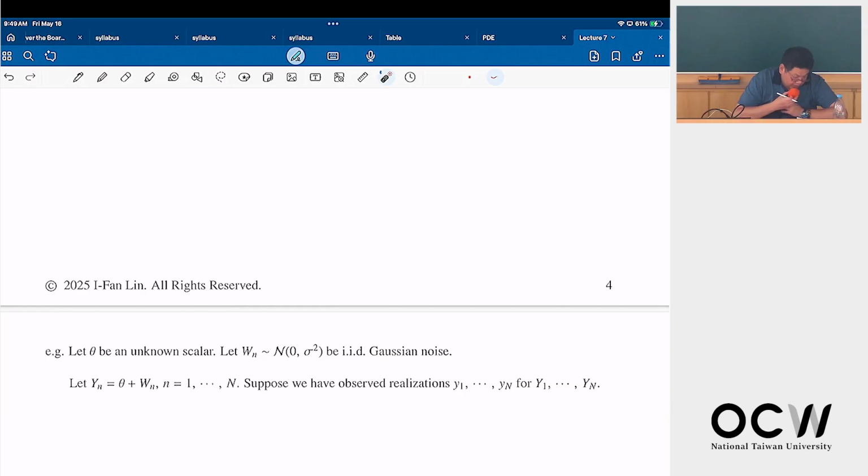We can write down the PDF of y, because w is Gaussian and theta is just a deterministic scalar. So y definitely is a Gaussian, right? And since w is 0 mean, and now I plus theta, the mean for y will be theta. And then we try to find this theta. Okay?